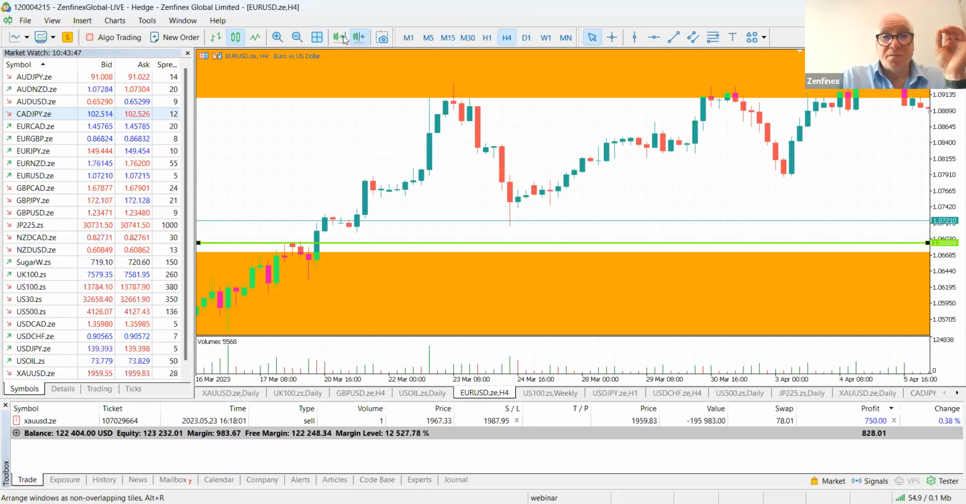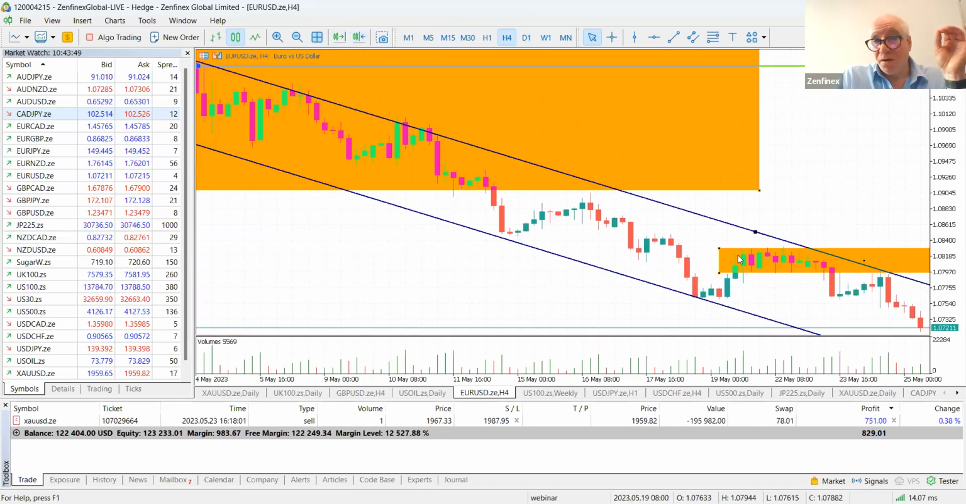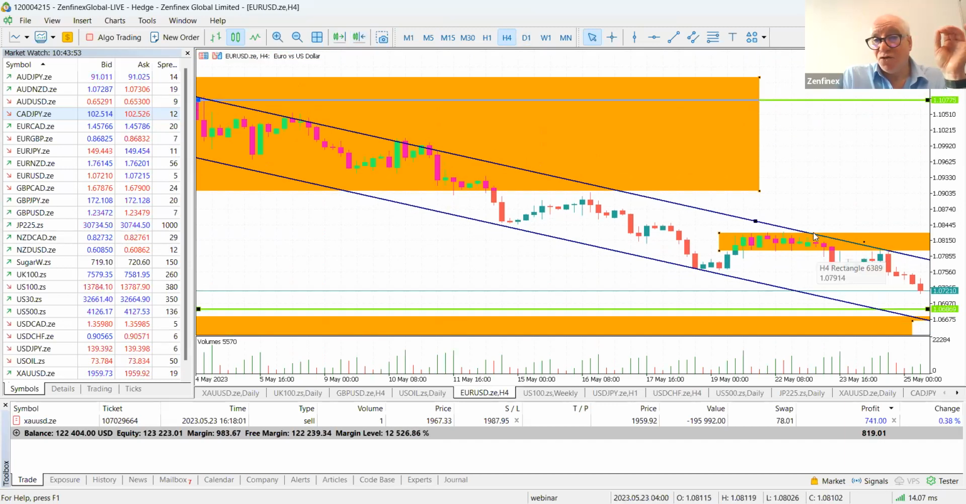Let's go back there. Retested it on its way down. Entry, stop, target. Same thing over and over again. Any more questions? So I think it's bullish, though it will have a pullback first.